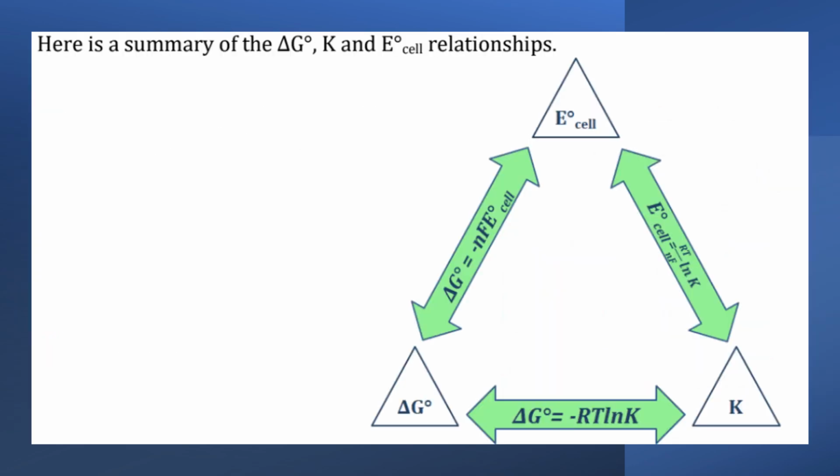Here's a brief summary of the delta G0, K, and E0 cell relationships. You might want to look at these and understand how you can get one to solve for the other.